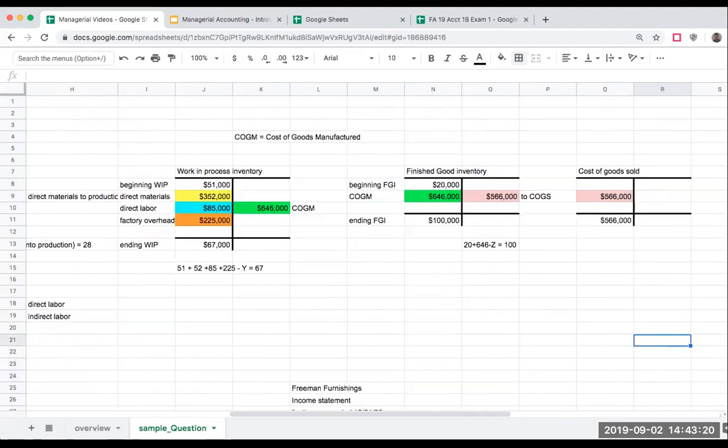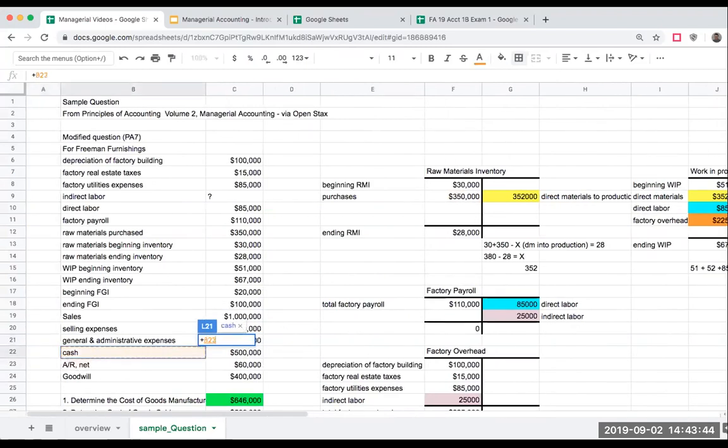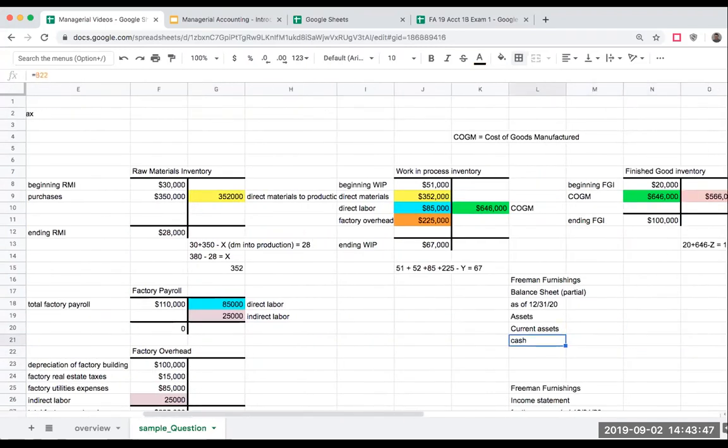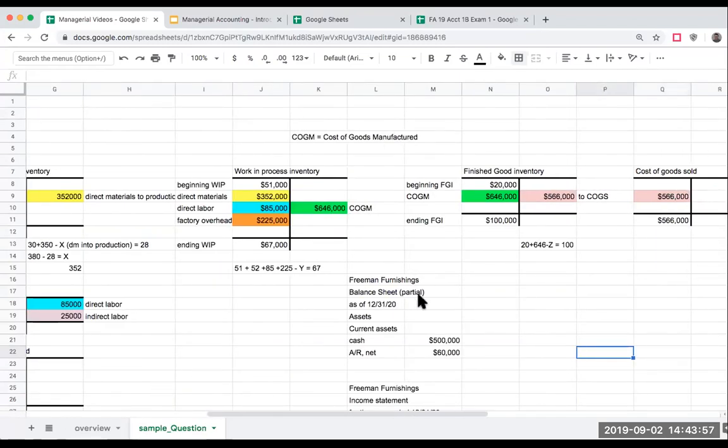So over here, when I'm doing my Freeman Furnishings balance sheet as of 12/31/20, my assets, my current assets, my first item is going to be cash. My cash over here is going to be 500,000. Accounts receivable net is going to be 60,000 right over here. And then I've got to deal with my inventory.